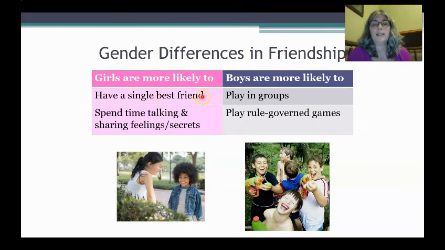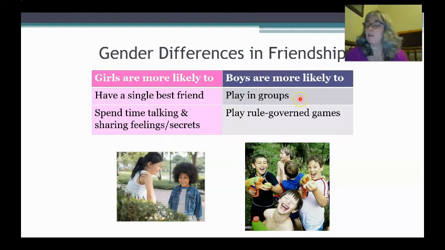Girls, more likely to have a single best friend. Now, they do tend to have other friends as well, but they usually have one friend that they have a special connection with, that they really share with, and they spend time talking about their feelings, talking about secrets and thoughts that they have, and sharing their innermost private ideas.